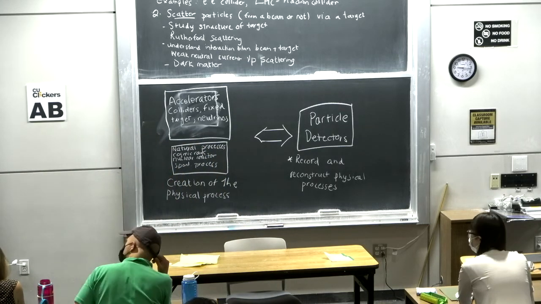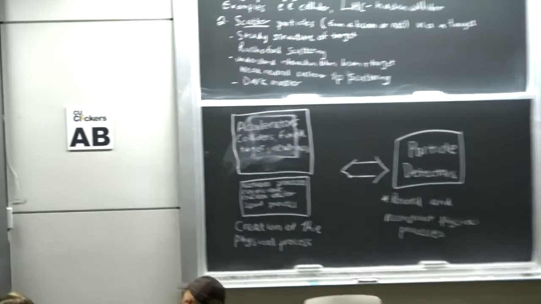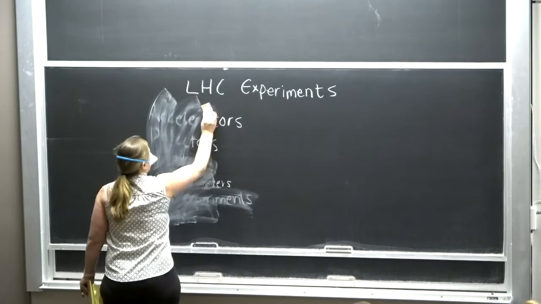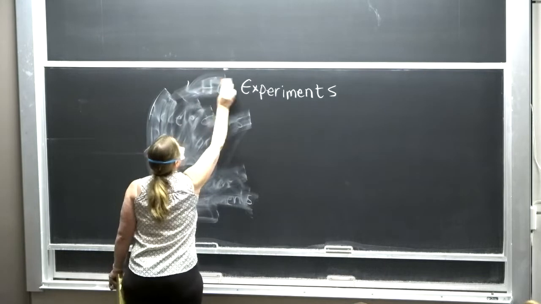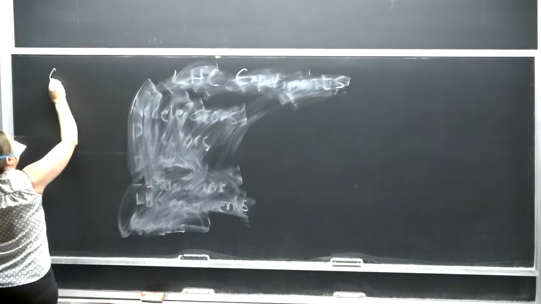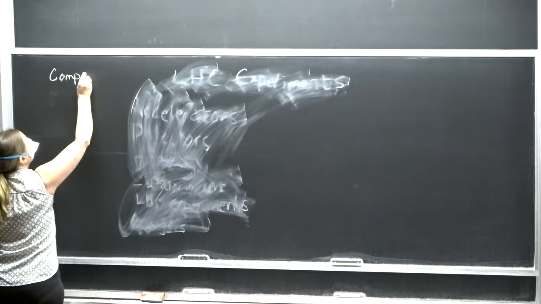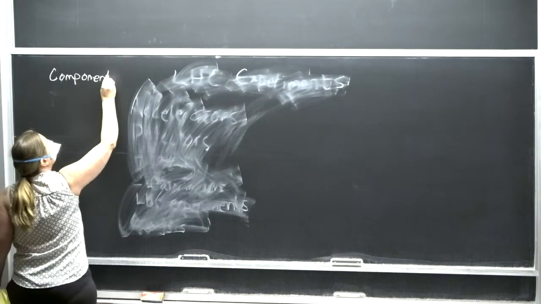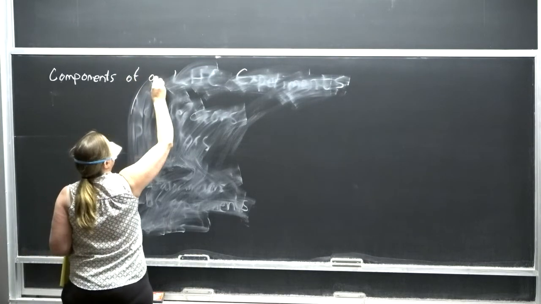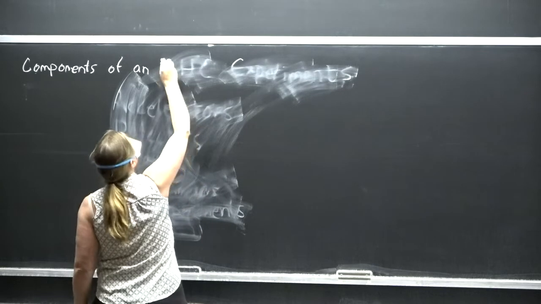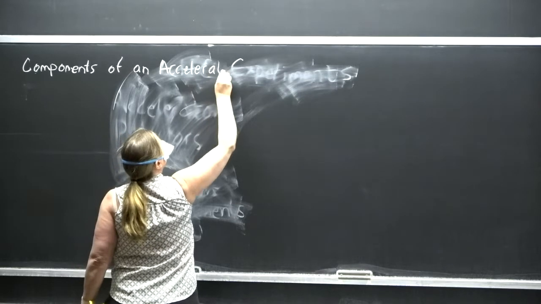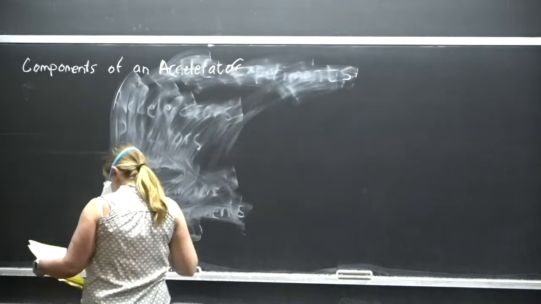Now let's get on to a little bit of the details of how we actually would build an accelerator. Hopefully you can still read the board. What I want to talk about next are the different components of an accelerator. Again, here there are going to be three.